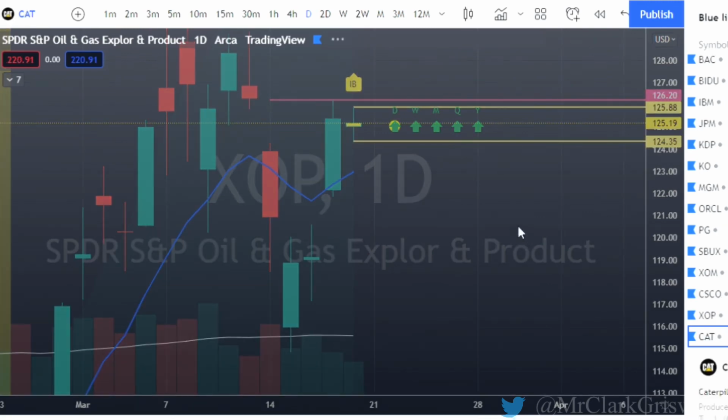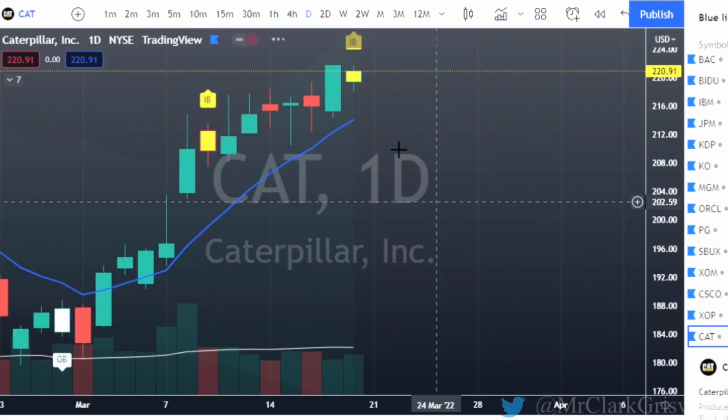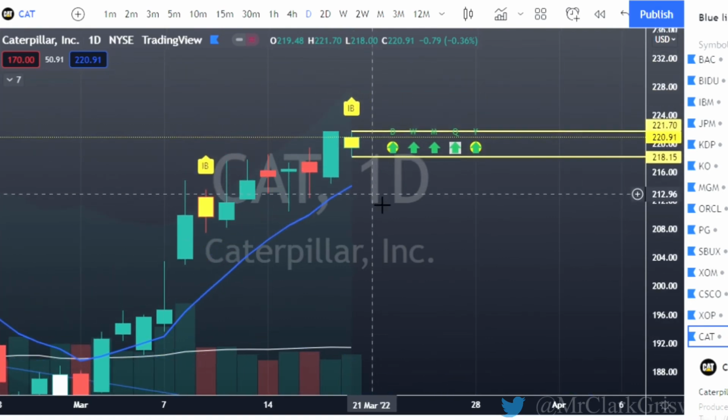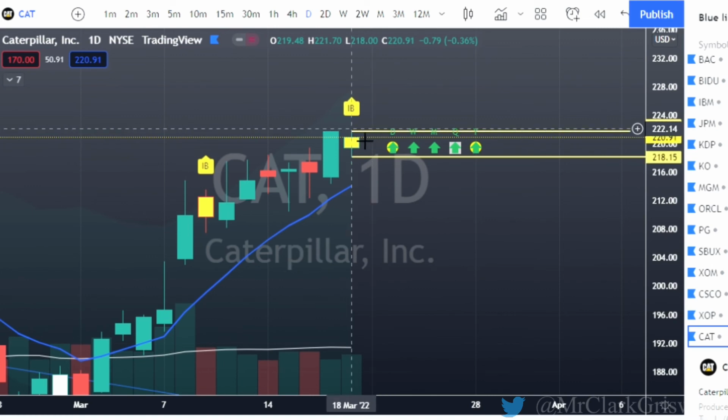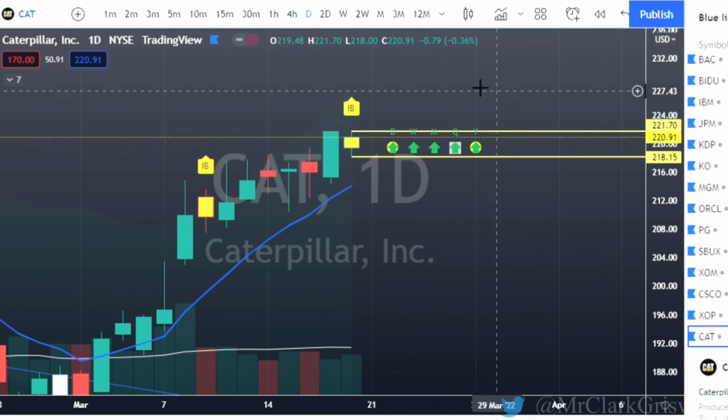CAT, not one I normally play because the spreads are so wide, but we can look at this one tomorrow, see how it turns out. We do have a tight little inside bar on it. The time frame looks great. So we can take calls at 221.70, puts at 218.15.